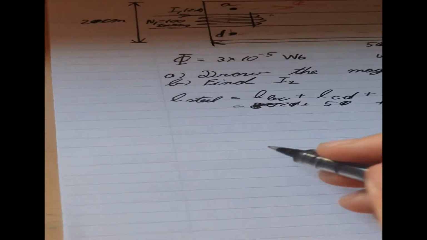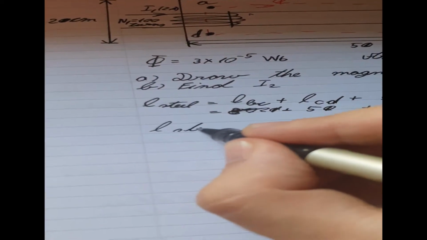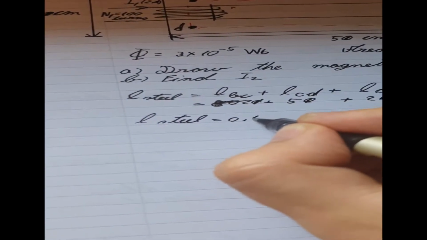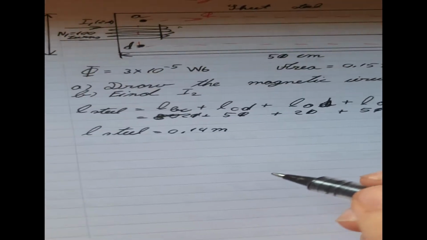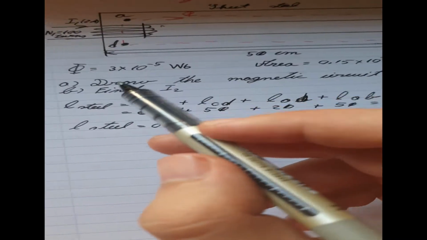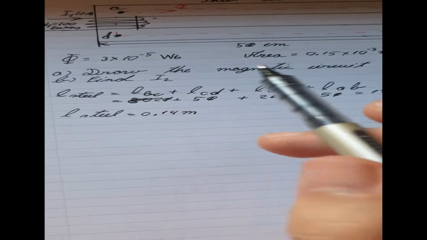But anyway, let's say it's 0.14 meters in length. So L of steel is still equal to 0.14 meters. There you go. Now we know the length, and now we can go to our normal questions. So first is draw the magnetic circuit, and second is find I2. So let's draw the magnetic circuit.